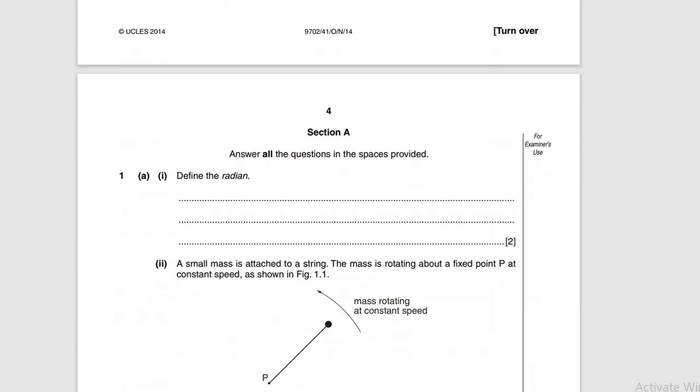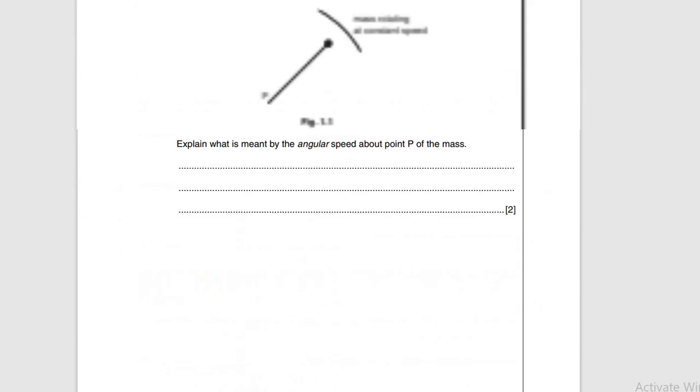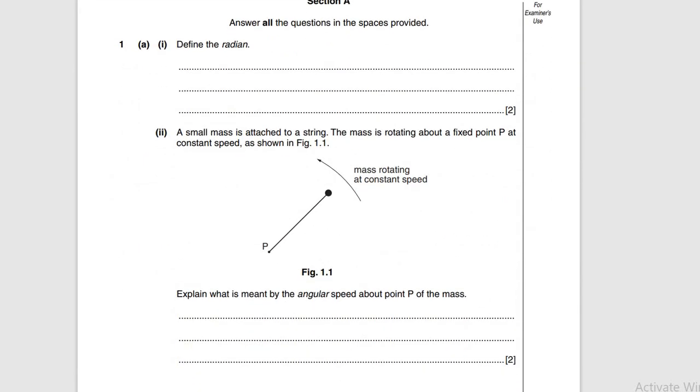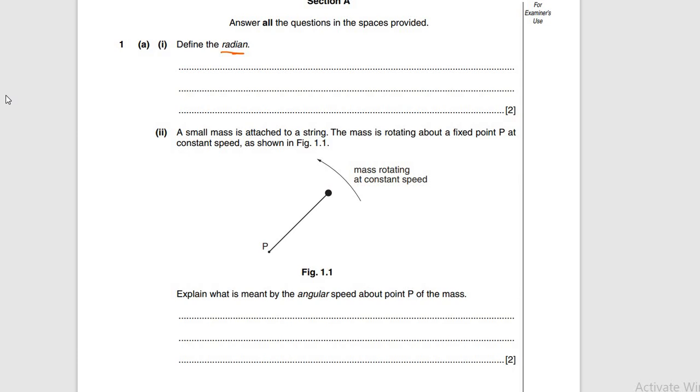Okay, that's it. So the next one is this question. We have to define radian. We are asked to define radian. How do we define radian? Let me change my color for this. Now, how do you define radian? If you are following my series, I just started it for A2.